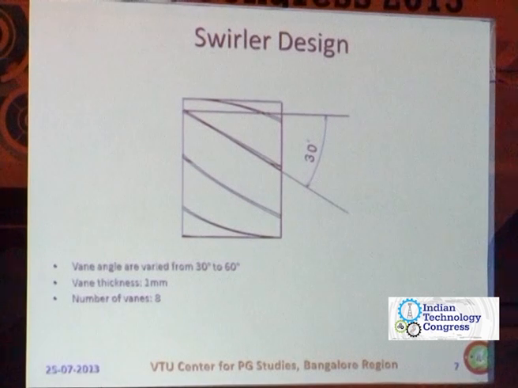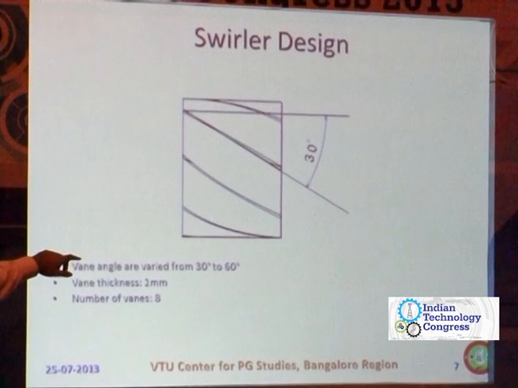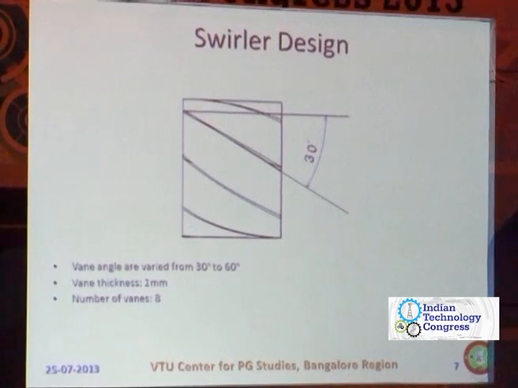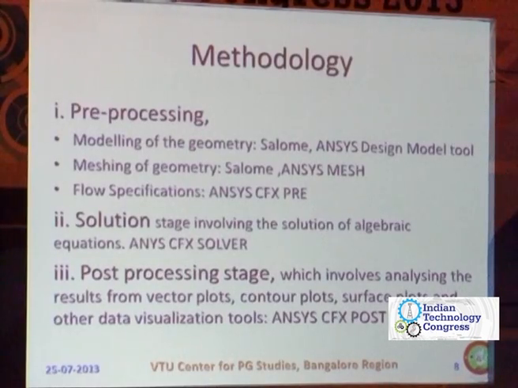On the swirler design, I have varied the angles of the swirler. I have initially taken the 30 degree as the base model. Here I have used a vane thickness of 1 mm and the number of vanes as 8. My methodology is in the pre-processing.